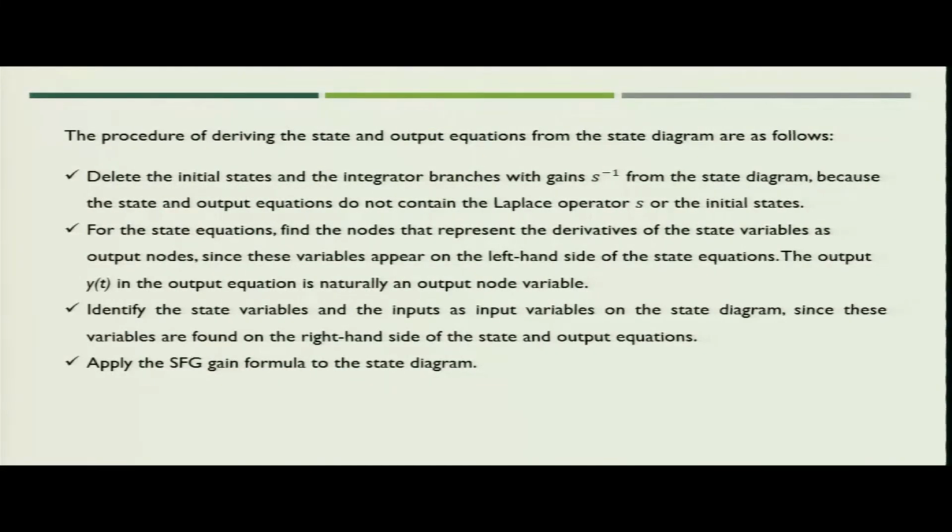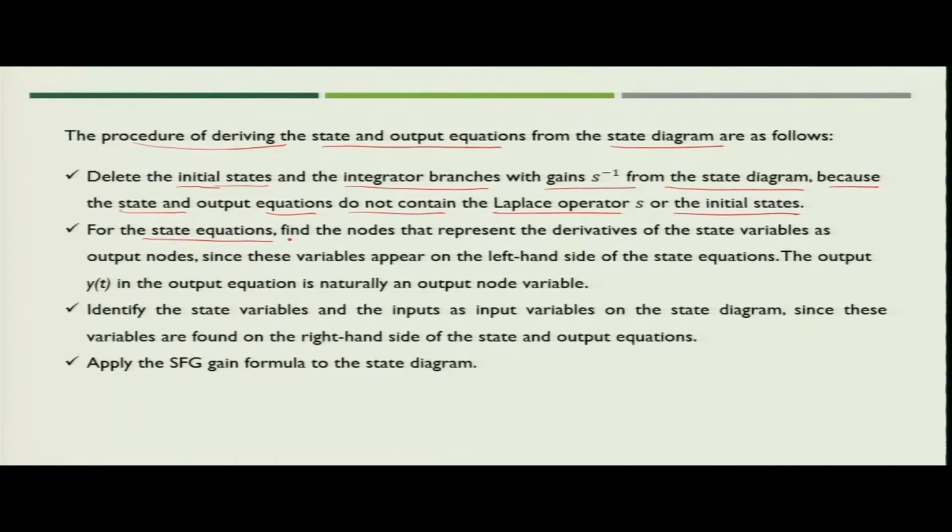Now, let us find the procedure of deriving the state and output equations from the state diagram. In the state diagram you have seen that there are initial states and integrator branches, in addition to the gains which connect one node to another. When we derive the state and output equations from the state diagram, we first delete the initial states, at time t = 0 or any other time, say t naught. We also remove the integrator branches which have gain 1/s. Why do we remove them? Because the state and output equations do not contain the Laplace operator s or the initial states.